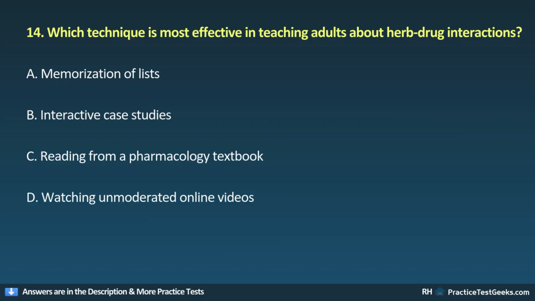14. Which technique is most effective in teaching adults about herb-drug interactions? A. Memorization of lists. B. Interactive case studies. C. Reading from a pharmacology textbook. D. Watching unmoderated online videos.